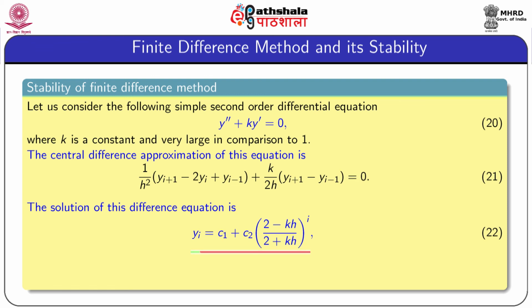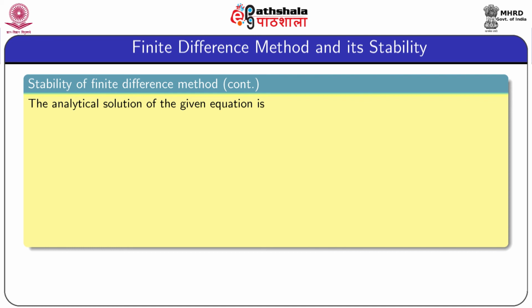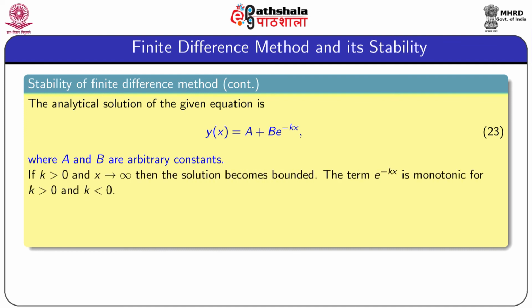The solution of this difference equation is yi equal to c1 plus c2 whole into 2 minus kh by 2 whole to the power i, where i equal to 1, 2, 3, 4 and so on. And c1 and c2 are arbitrary constants and their values are to be determined by the given boundary conditions. So, this is the solution for equation 20. The analytic solution of the given differential equation is y(x) equal to a plus b into e to the power minus kx, where a and b are arbitrary constants. These values can be determined by the boundary conditions.